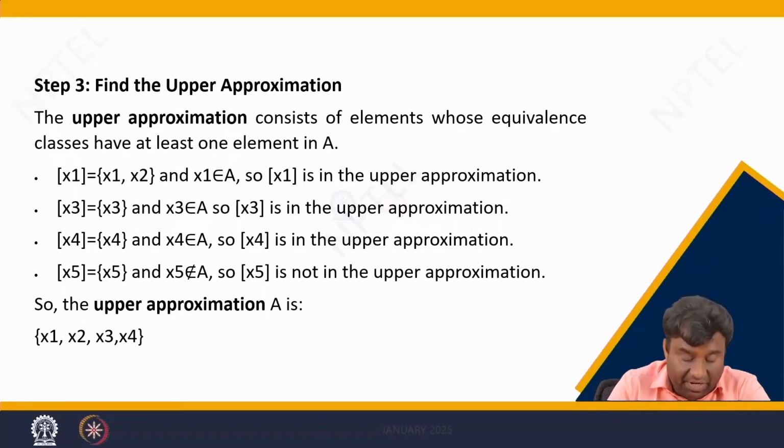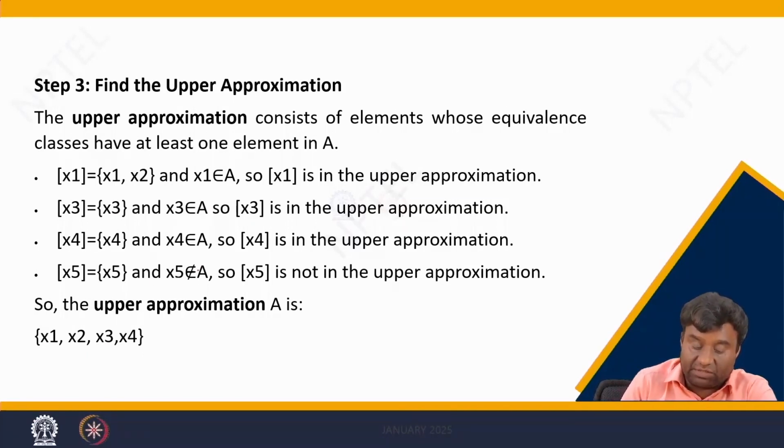Now find the upper approximation. The upper approximation consists of the elements whose equivalence classes have at least one element in the target set, I mean the intersection is not the null set. So for {x1, x2}, x1 belongs to the target set, so both x1 and x2 will be in the upper approximation. x3 also belongs to that, and x4 also belongs to that. So these two belong to the upper approximation. x5 does not. So the upper approximation is {x1, x2, x3, x4}.